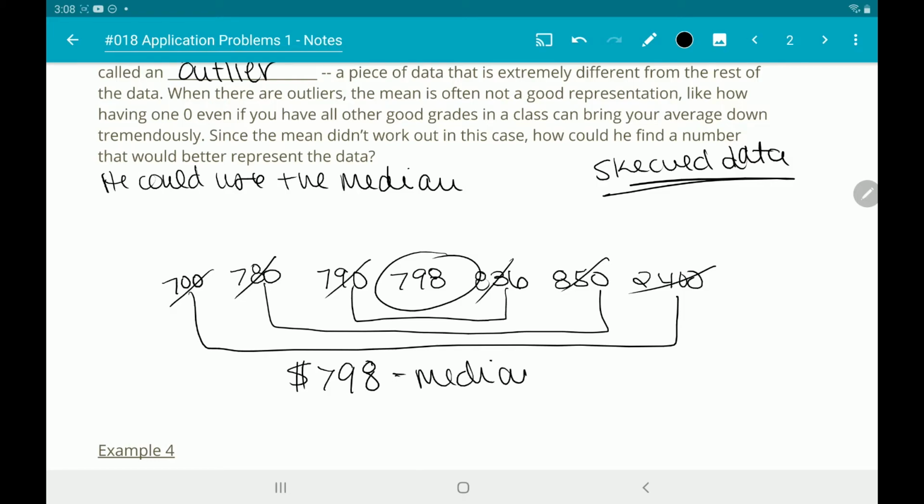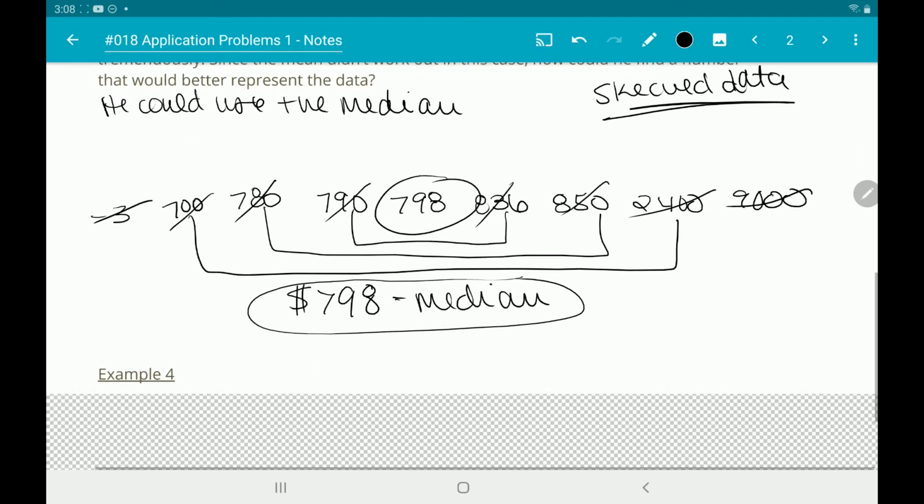And since the outliers are either going to be on the far right side or the far left side, so like -3 would be one, and then 9,000 would be another, they'd always be marked off first. So because of that, the median is really good to use to represent data if you have an outlier.